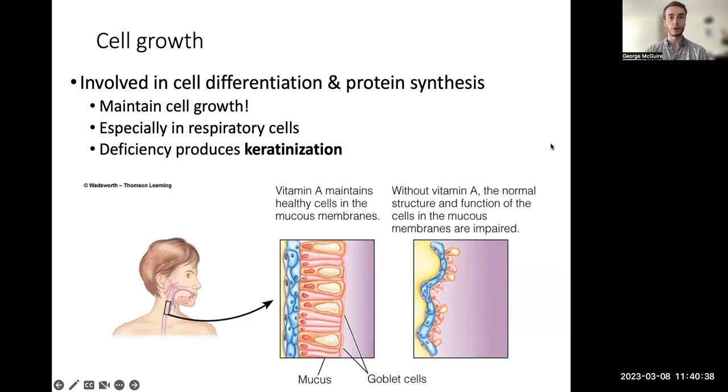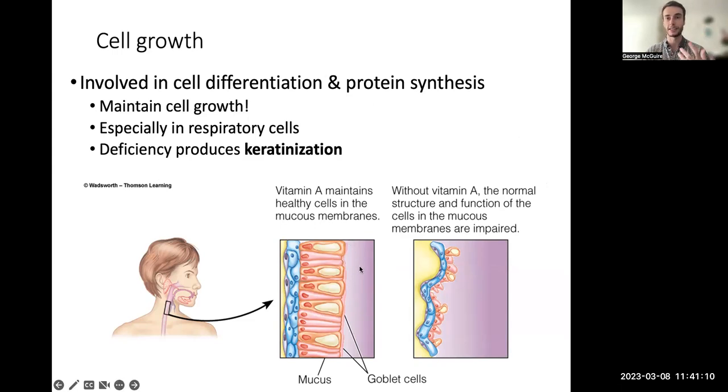Also plays a role in cell growth. So it's going to signal our cells to differentiate into their specific tissue type and produce various proteins. And so we see this most significantly within our respiratory cells. Okay, so vitamin A is what is maintaining our healthy membranes, these mucous membranes that protect the cells within your respiratory system, since there are many, many different chemicals coming in through our airways, whether you're using a substance or not. Right? And so those can really easily damage those cells.